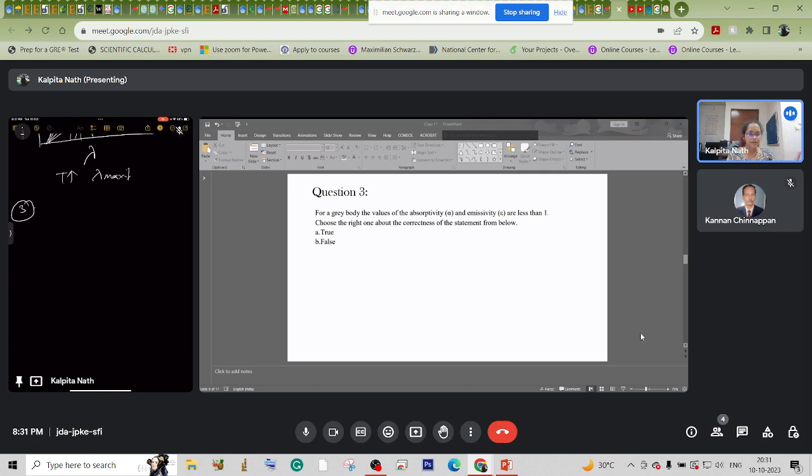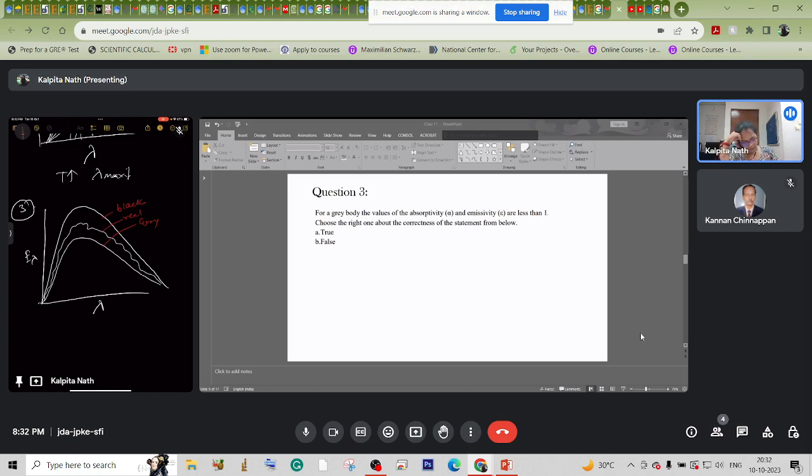So I'll draw a diagram and then I'll explain. If we plot E lambda versus lambda for black body, gray body and real body, it will be like this. This is for black body, this is for gray body, and this is for real body. Black body will be having the maximum. This is gray body and this is real body. That is, for any given wavelength lambda 1, this is E lambda 1, and this is E lambda 2.